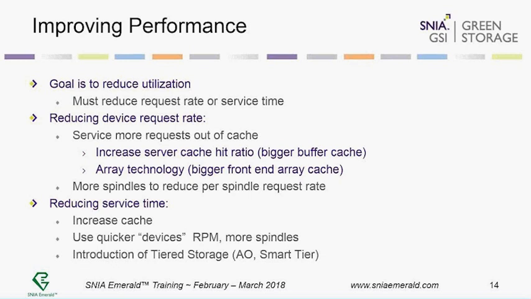Buffer cache in the server, front-end cache in the array. Another way to reduce the utilization is to increase the spindle count on the back end. The more spindles you have to bring to bear for the given I/O demand, the utilization of each of those will drop accordingly.